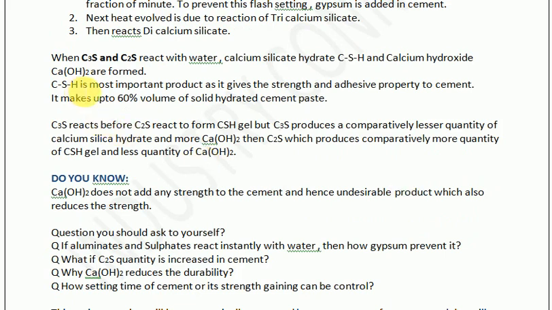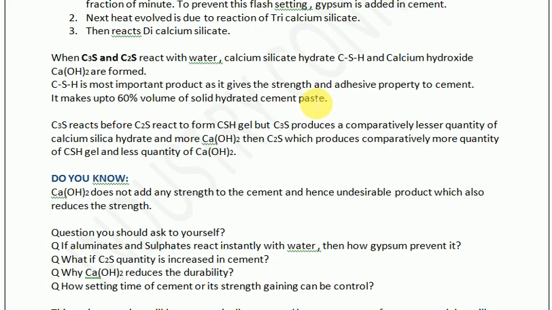Now, CSH gel is the most important product as it gives strength and adhesive property to cement. It makes up to 60% of the volume of solid hydrated cement paste. So now we understand that when we use the raw material and use the dry process and wet process, we obtain four chemicals: dicalcium silicate, tricalcium silicate, tricalcium aluminate and tetracalcium aluminoferrate. And then when we add water, first aluminate reacts, then tricalcium silicate, and in the last dicalcium silicate.